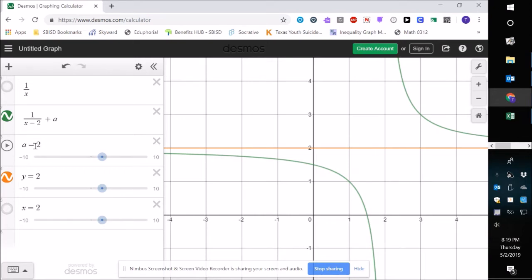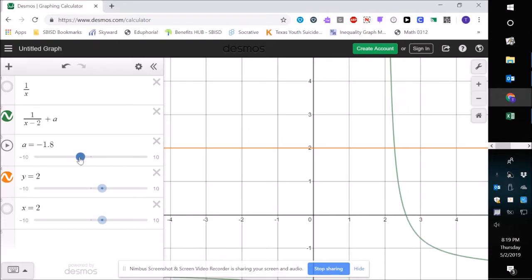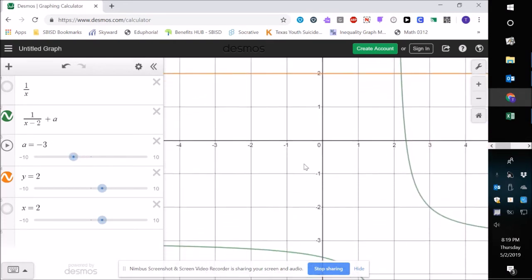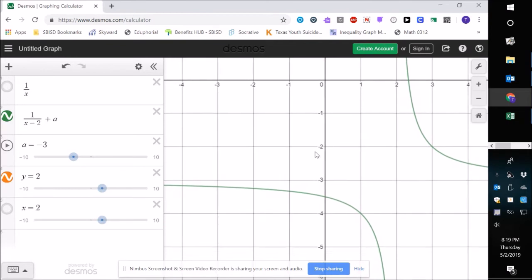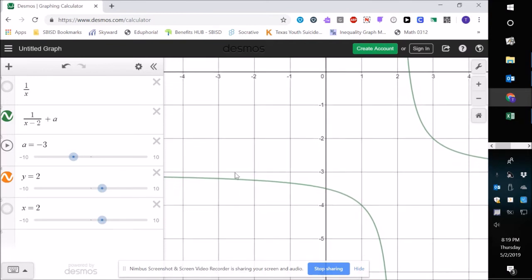Now, what happened if a wasn't positive 2, but a was minus 3? So, as you saw me sliding the number for a, you notice that the green graph shifted down 3 units. So that means that if I were to change, then my new horizontal asymptote is going to be at y equals -3, as shown with the orange graph.